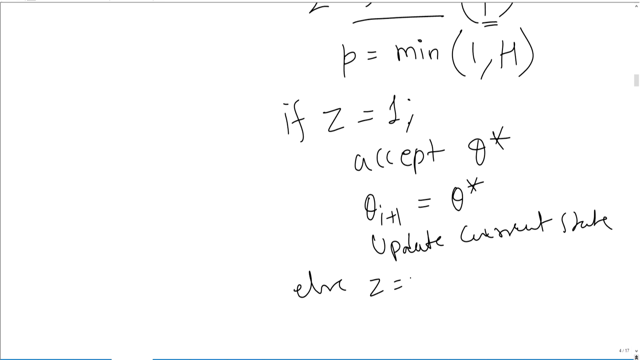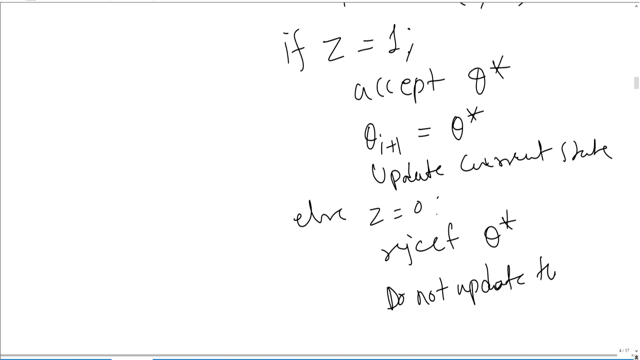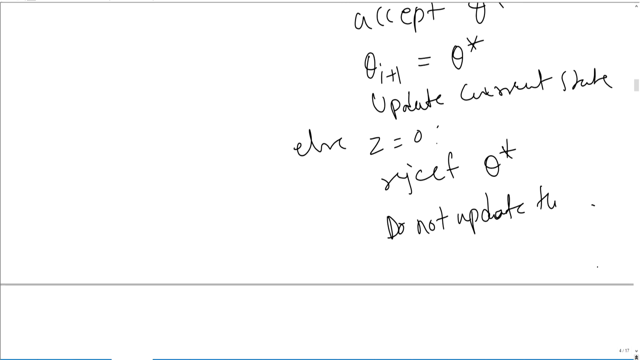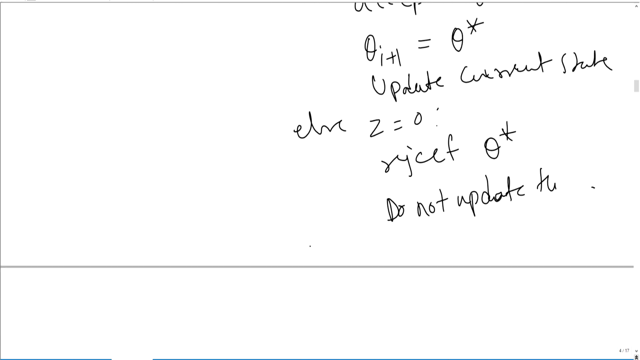Else, if z equals 0, what will you do now? You reject theta star. You can also count how many samples you have rejected, all those things. Importantly, do not update the current state of the chain, and in both these cases you will go back to the same thing. So, basically you go back and repeat steps 2.1 to 2.3. Okay. So, that is the algorithm.